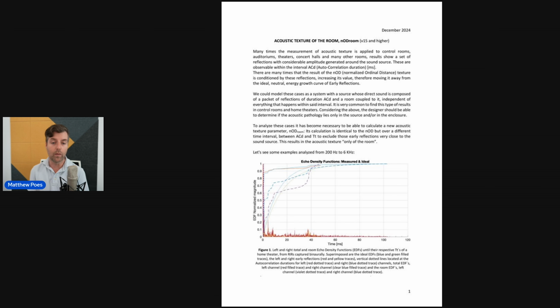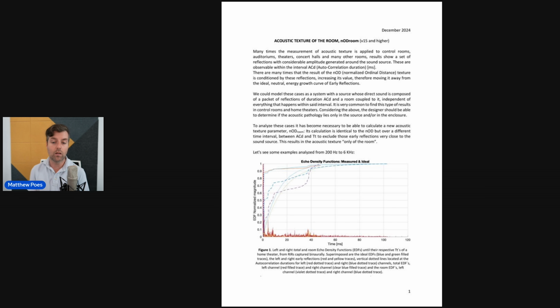So we went through that before. We could model these cases as a system with a source whose direct sound is composed of a packet of reflections of duration ACD and a room coupled to it, independent of everything that happens within said interval. It is very common to find these types of results in control rooms and home theaters, so it's often what we're dealing with. Considering the above, the designer should be able to determine if the acoustic pathology, in other words, the problem, lies only in the source and/or in the enclosure. To analyze these cases, it has become necessary to be able to calculate a new acoustic texture parameter, the normalized ordinal distance of the room.